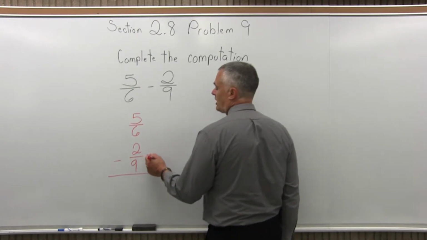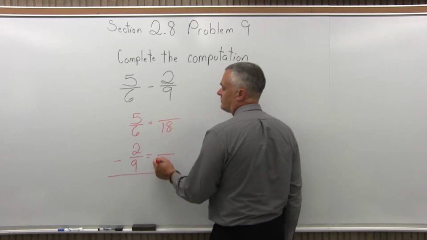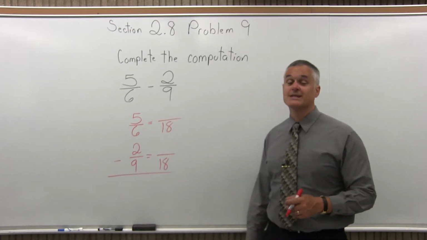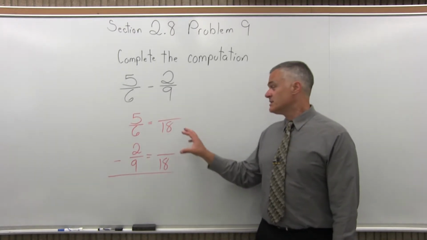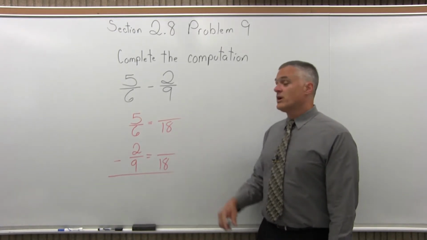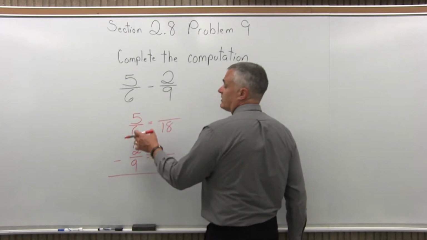So 18 is a common denominator. It's the lowest common denominator. So if you just multiply the two denominators, 6 times 9, 54, that would work as a common denominator, but it's not the lowest common denominator. The lower the better. Just makes the numbers smaller, easier to deal with. So 18 will work as a common denominator. And now adjust the numerator so you have an equivalent fraction.